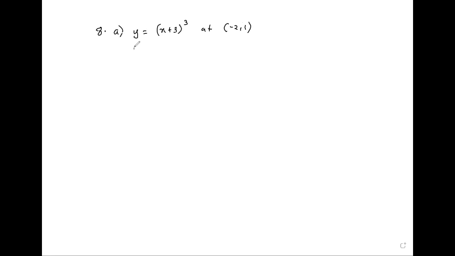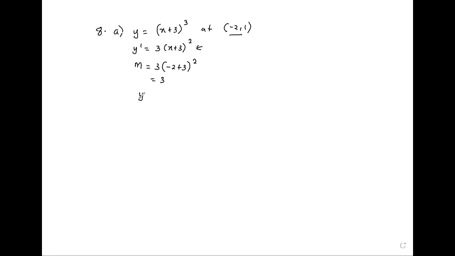First thing is the derivative, which is 3(x plus 3) squared multiplied by 1. And then to find m, the gradient of the tangent line, you substitute this point in the first derivative. So we have 3(-2 plus 3) squared, which is equal to 3.